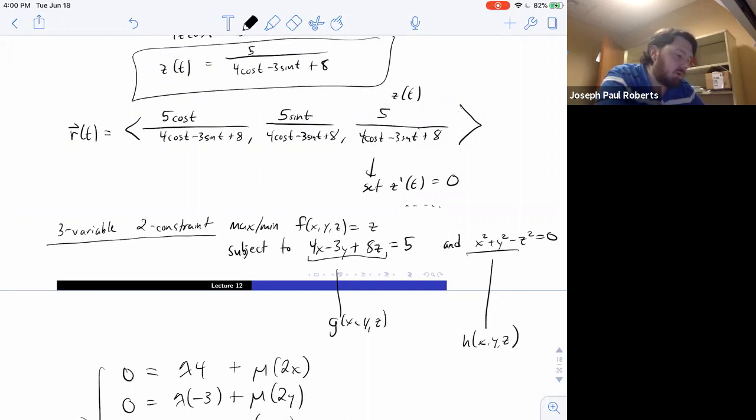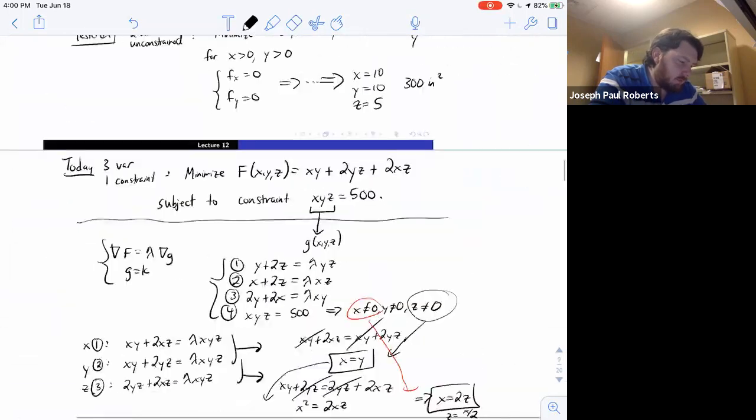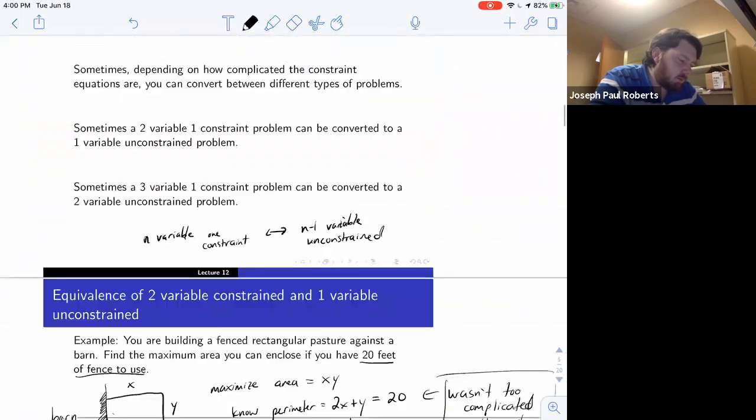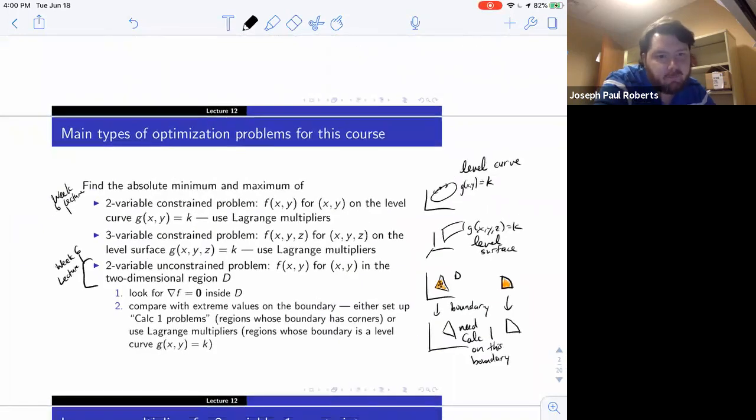But anyway, don't worry about that for the quiz or test. Focus mainly on these 3 that I started off with today: 2 variables, constrained or unconstrained, and then 3 variables constrained. So anyway, that's about all I had planned for today. Any questions?